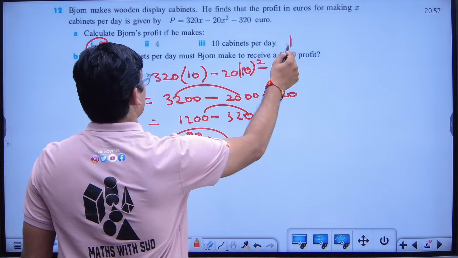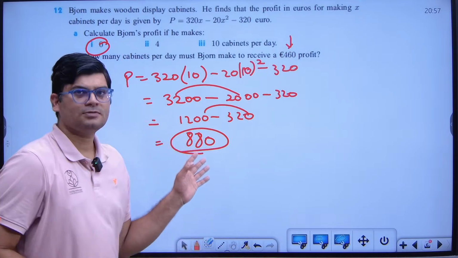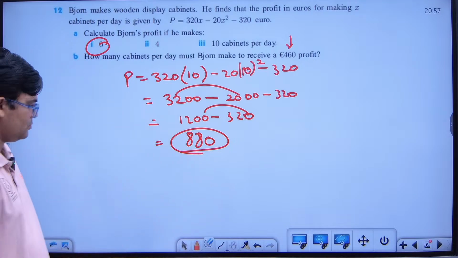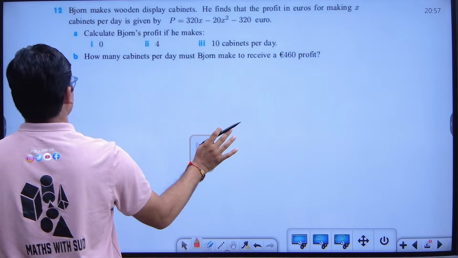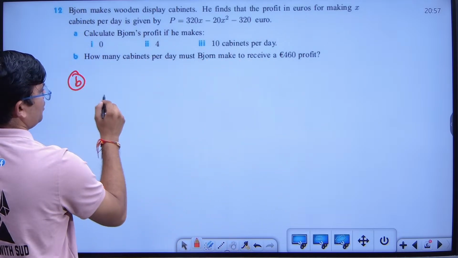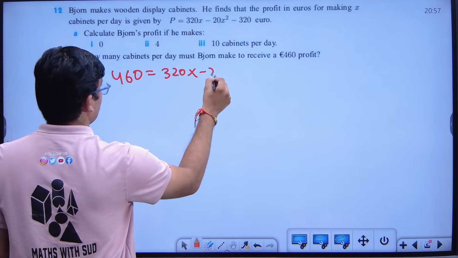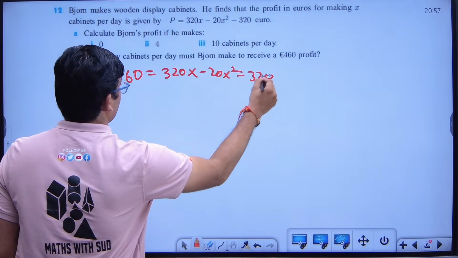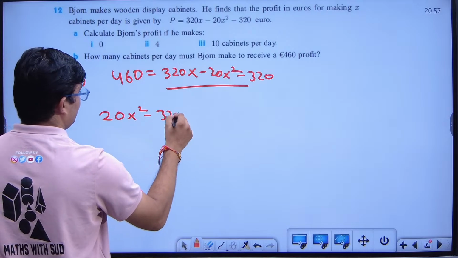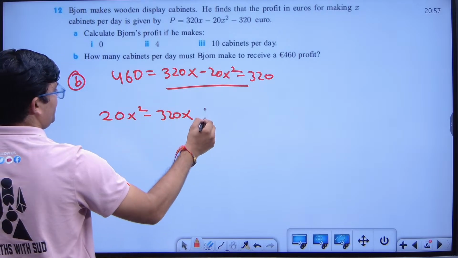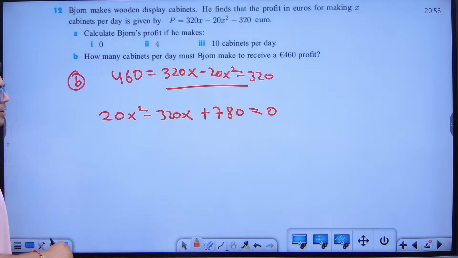How many cabinets per day must John make to receive 460 profit? What is the profit? 460. So that means now we have to do the fact. Shall I erase this? Yeah. So 460 is equal to 320x minus 20x square minus 320. Take everything on this side. So you will have 20x square minus 320x. So minus 320 will come up here, it will become 780. It will join with 460 to become 780, right?